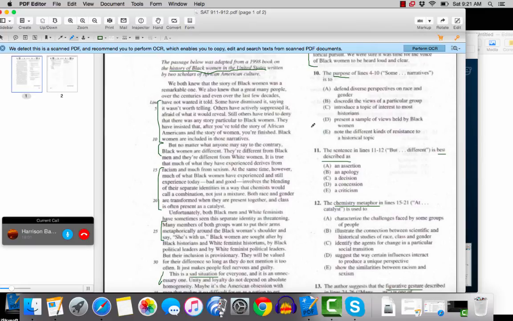We both knew the story of black women was a remarkable one. We also knew that a great many people over the centuries, and even over the last few decades, have not wanted it told. What's the purpose of these lines? Some have dismissed it, saying it wasn't worth telling. Others have actively suppressed it, afraid of what it would reveal. Still others have tried to deny that there was any story particular to black women. They've insisted that after you've told the story of African Americans and the story of women, you're finished. Black women are included in those narratives. So don't look at the answers yet.